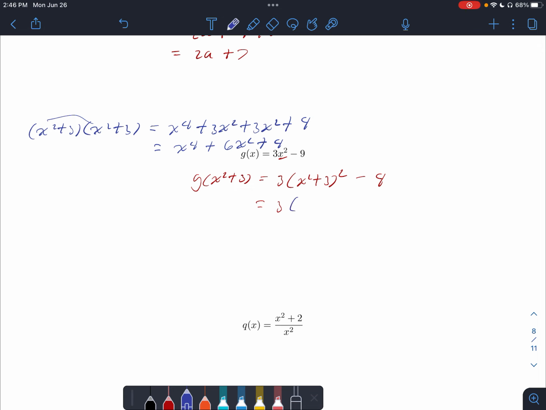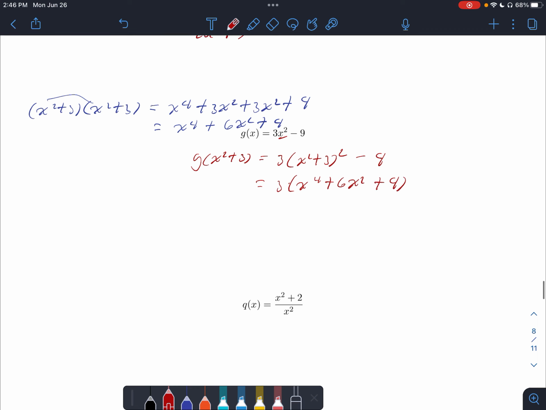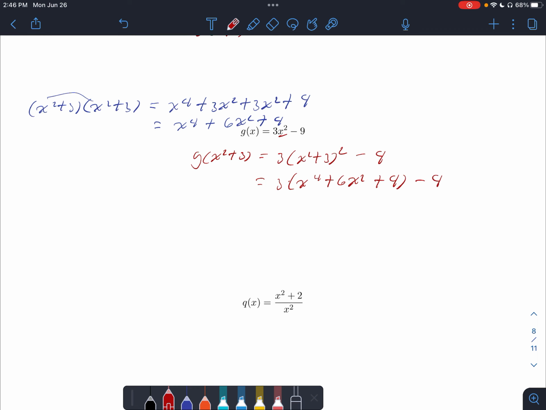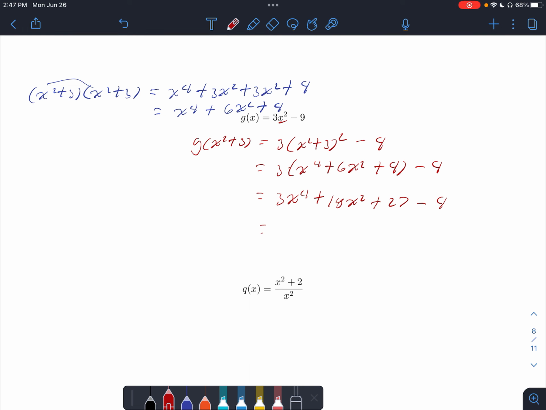So we'll have 3 times (x to the fourth plus 6x squared plus 9) minus 9. Let's distribute this 3, so we'll get 3x to the fourth plus 18x squared plus 27 minus 9. So 27 minus 9 is going to be 18. So we'll have 3x to the fourth plus 18x squared plus 18.